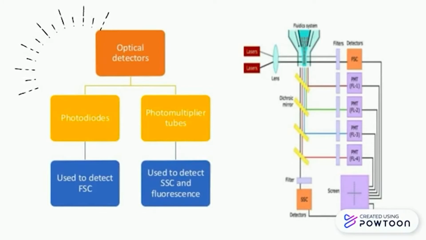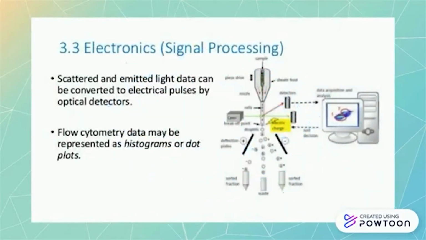After this we will go to the last part of the flow cytometer. As we can see here, the last part of the flow cytometer is constructed by electronics, which is the signal processing site. At the electronics part, the scatter and emitted light, including forward scatter and side scatter light, is converted into electrical pulses by optical detectors, after which the emitted light data will be converted into plot diagrams represented by histograms or dot plots.